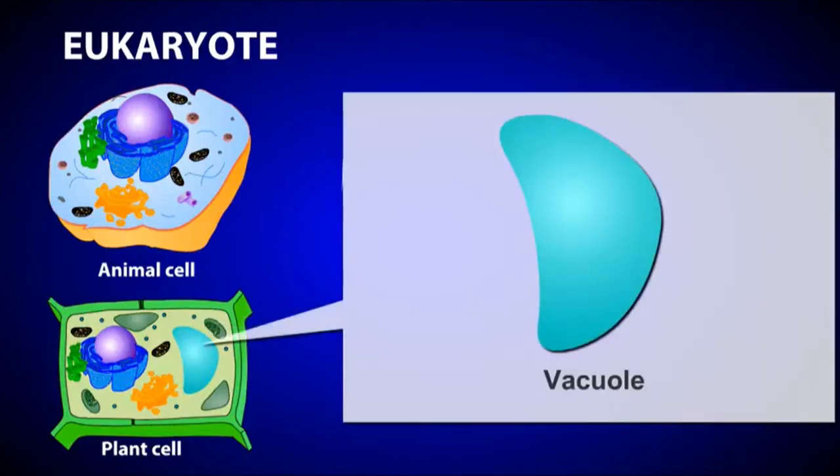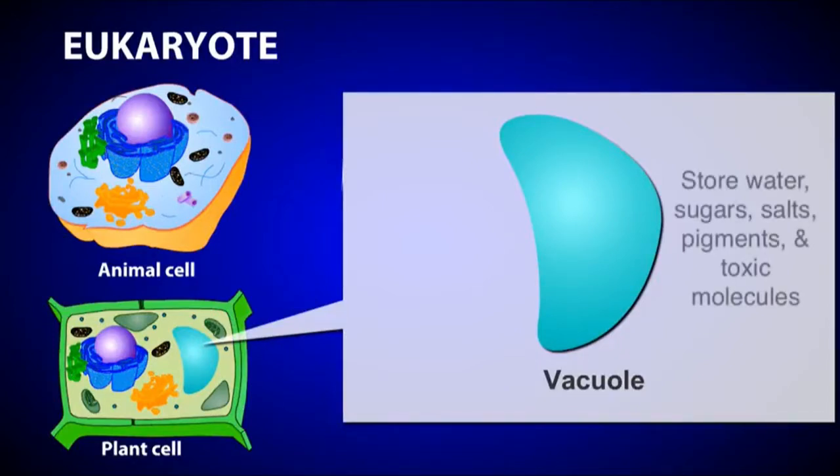Vacuoles are specialized membrane-bound structures found mostly in the cells of plants. Vacuoles usually store substances such as water, sugars, and salts, as well as pigments and toxic molecules. The pigments are responsible for the red, blue, and green colors of flowers and some leaves. The toxic chemicals keep the plant from being eaten by animals.